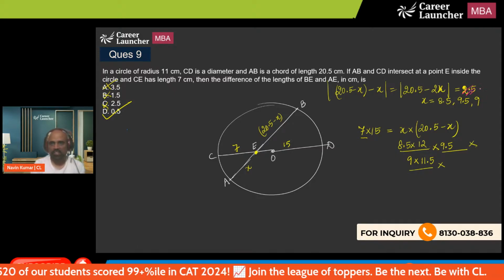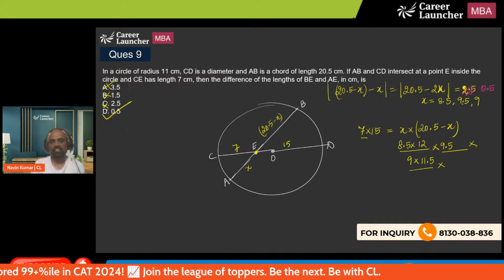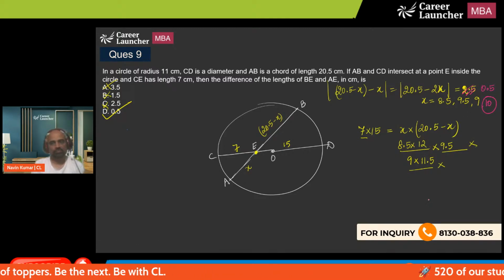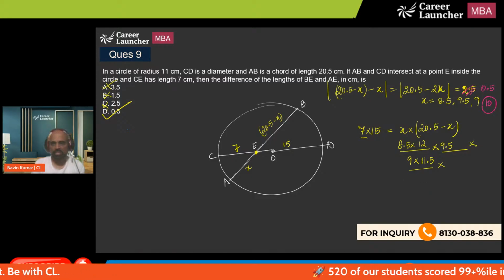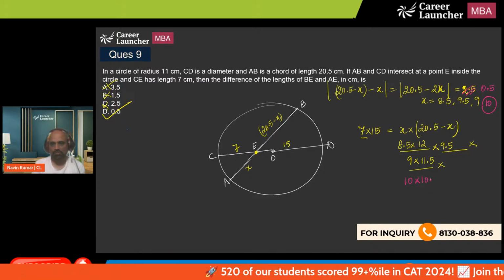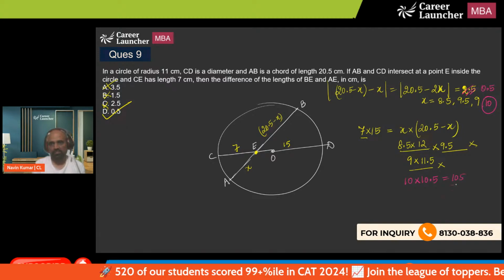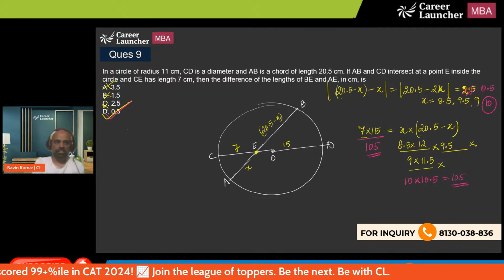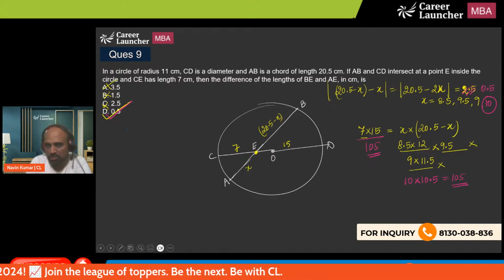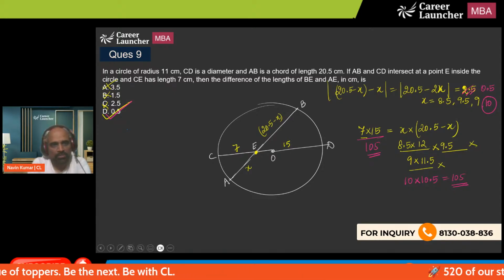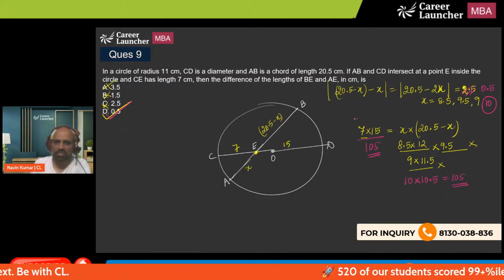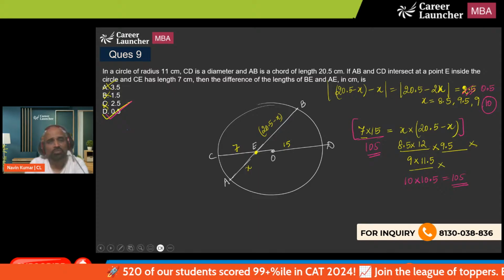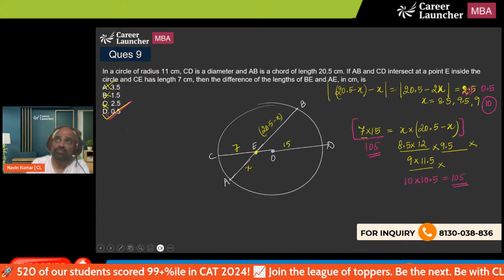So if I take this difference to be 0.5, we will get the value of X to be 10. If X is going to be 10, this is going to be 10 into 10.5, which becomes 105. This is also 105, right? So if the first three options did not make sense, the last one is the answer. Whenever you come across something like this, do not open the brackets and start solving that as a quadratic. It's not a smart move. Wastage of time, basically.